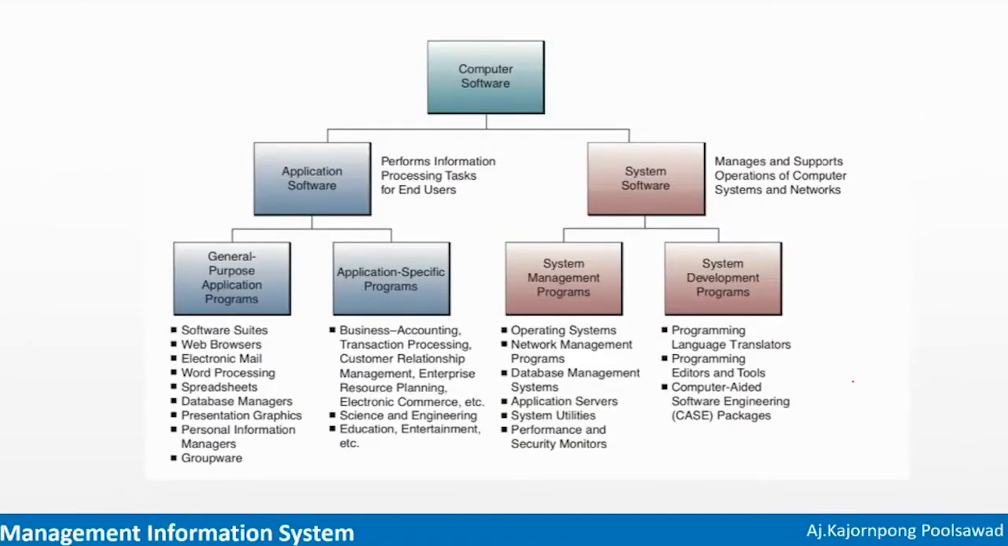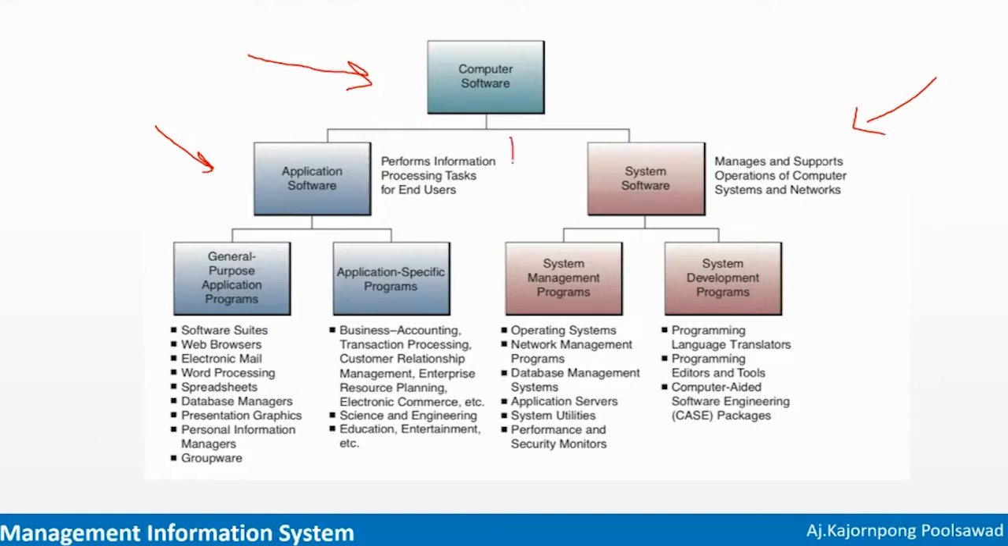Okay, so here we talk about computer software at the top of the graph. When we talk about computer software, we separate it into two sides. The first one is application software, which performs information processing tasks for the end user like us. The other side is system software. System software is for managing and supporting the operation of the computer system and the networking.